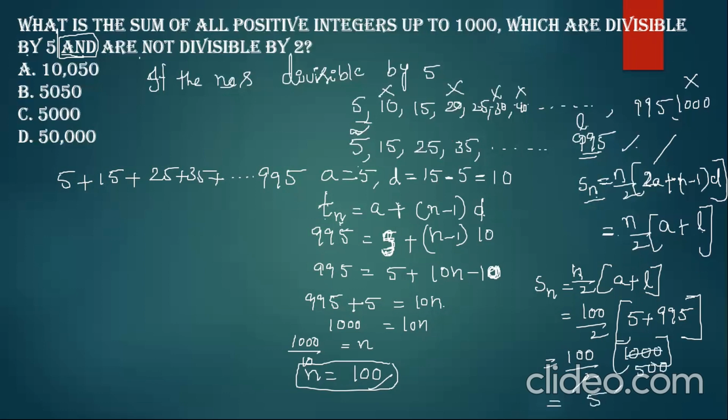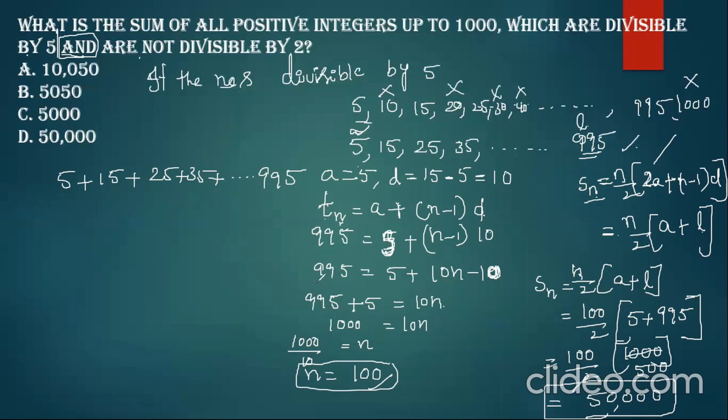So how much will you get? 5 followed by 4 zeros, right? So 50,000. So 50,000 is the sum of all positive integers up to 1000 that are divisible by 5 but not divisible by 10.